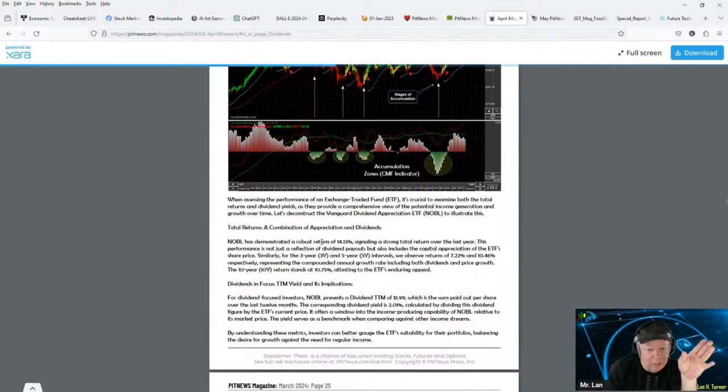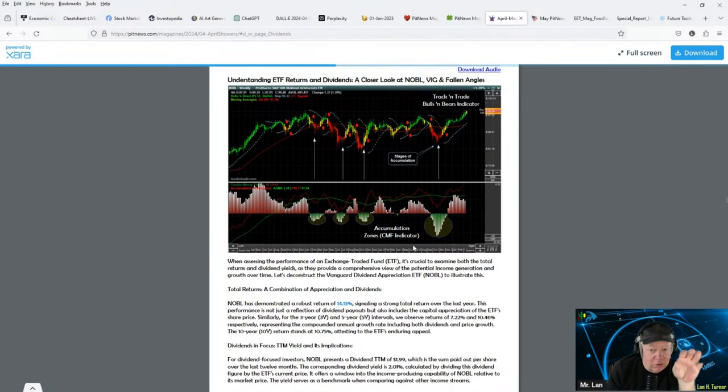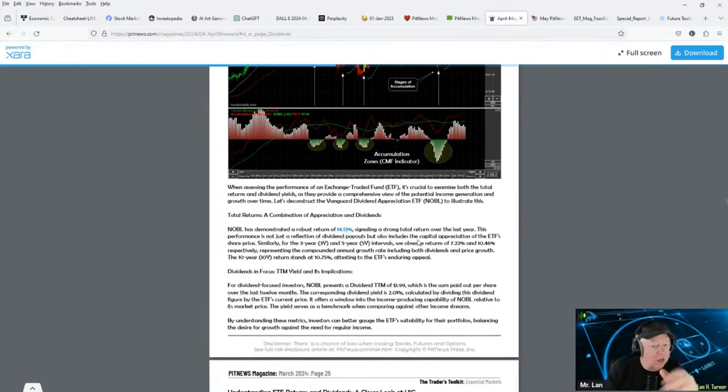You can see NOBL in here has demonstrated a 14.3% return annually. You put your money into these, and you're not going to trade them. These are investments. So you're going to put your money in there, and you're just going to leave it.